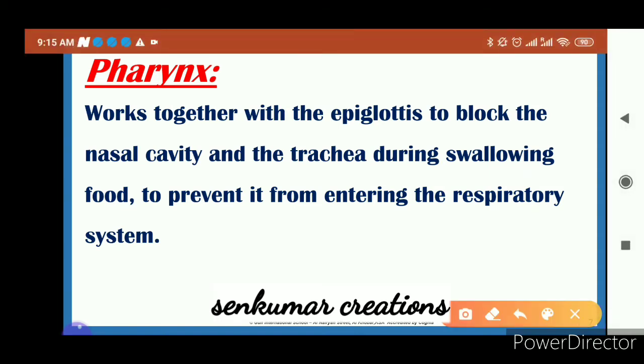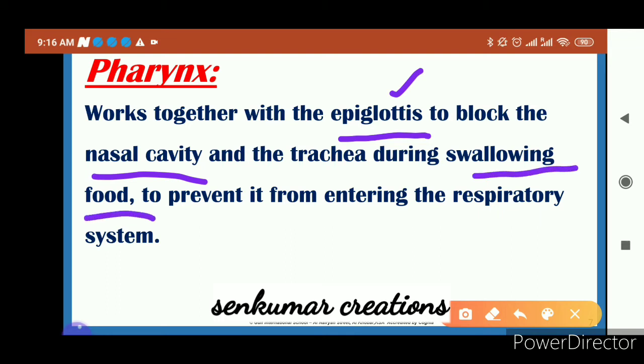You can see here the word epiglottis. Epiglottis is a cover, or we can say a lid, for the pharynx. So the pharynx works together with the epiglottis to block the nasal cavity and the trachea during swallowing. When we swallow food, it will close, right? And the food will go to the digestive tract. When we breathe, it opens again, and the breathing air goes to the lungs, preventing food from entering the respiratory system.